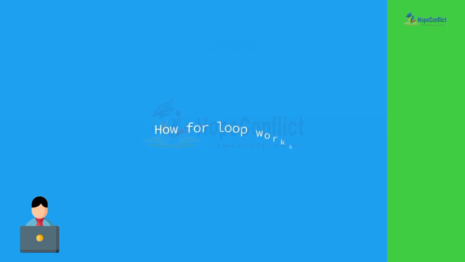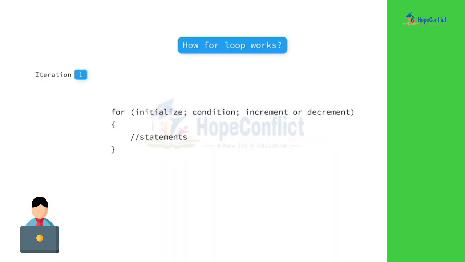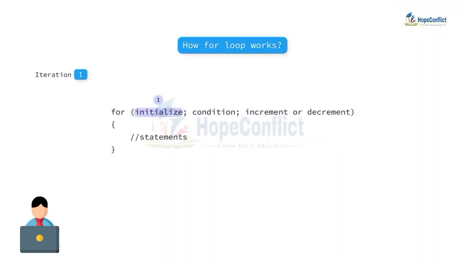Now let us see the working of for loop. The working is very simple. First step is initialization and it will only happen once. And then the condition will be checked, and if it is true, the statement inside will be executed. And then it will increment or decrement. And thus the first iteration is completed.